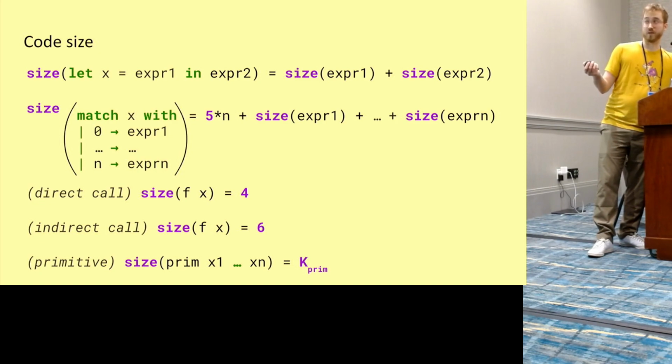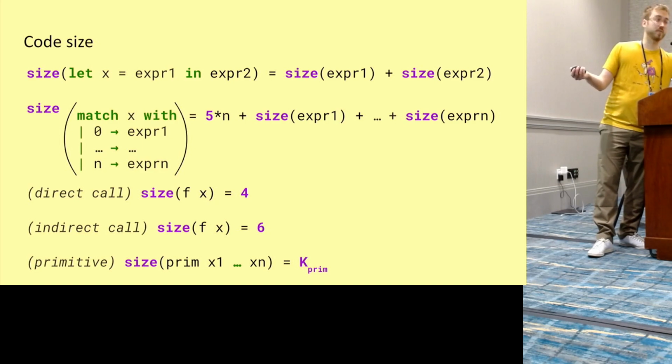Just to give you a few examples: whenever we have a let x = x1 in x2, the approximation would be the sum of the two. For a match statement, at this point patterns have already been compiled, so we can only jump to integer tags. The size would be 5 times the number of branches, plus the sum of the sizes of every single sub-expression. And lastly, we also have some constants. For a direct call, where x is an identifier and so has no size, we just say it's the constant 4. For indirect calls, it's the constant 6.